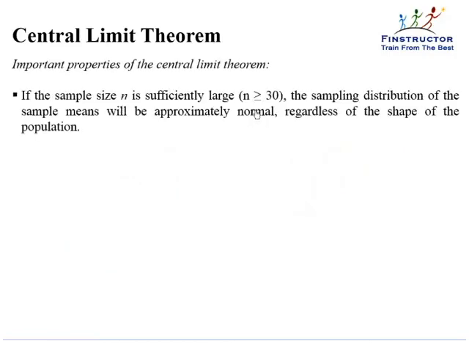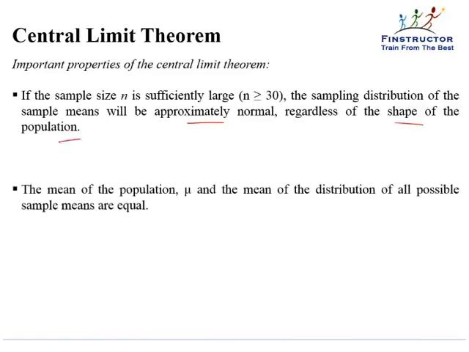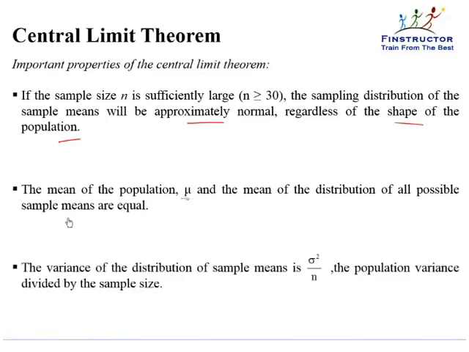If n is sufficiently large, the sampling distribution will be approximately normal regardless of the shape of the population. The mean mu of the population and the mean of the distribution of all possible sample means are equal. The variance is sigma square by n, that is the population variance divided by the sample size. Just a review of the central limit theorem.